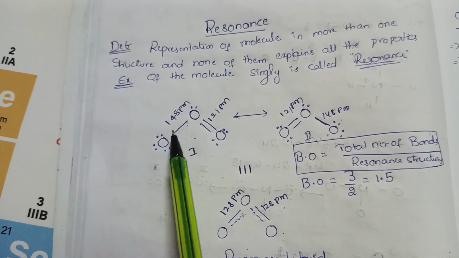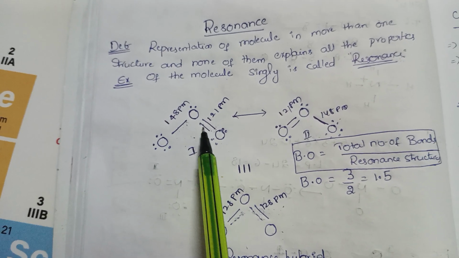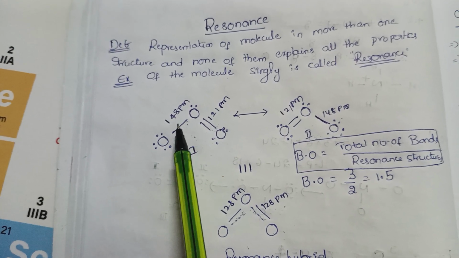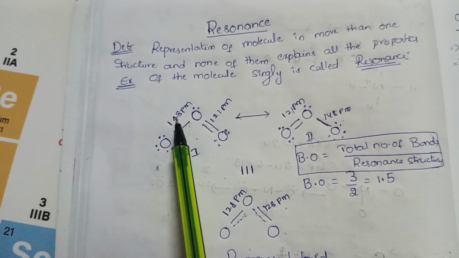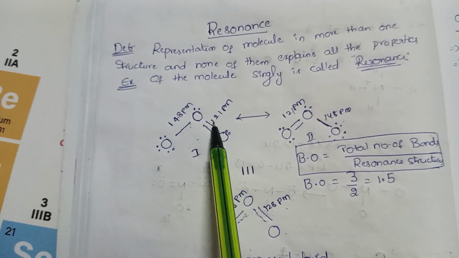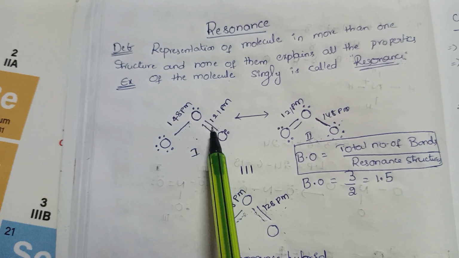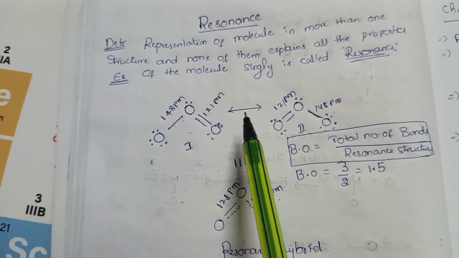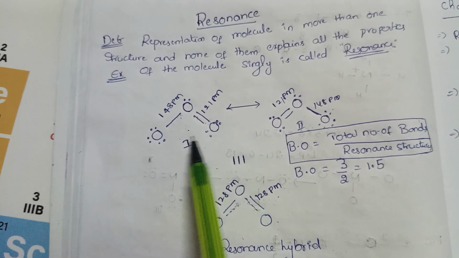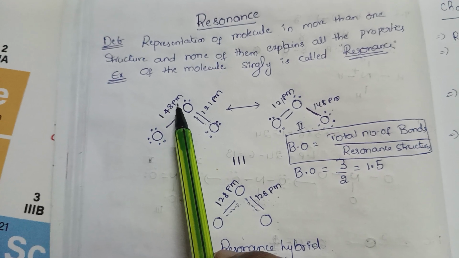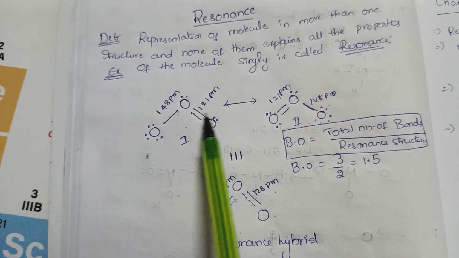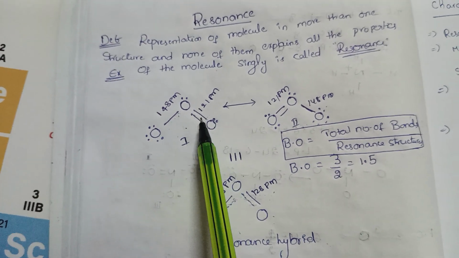The bond length of a single bond is more than the bond length of a double bond. If we take approximate values, 148 picometer is the bond length for a single bond and 121 picometer is the bond length for a double bond. Spectroscopically, if you observe, the value we get is in between 148 picometer and 121 picometer, which means the value is in between a single and a double bond.